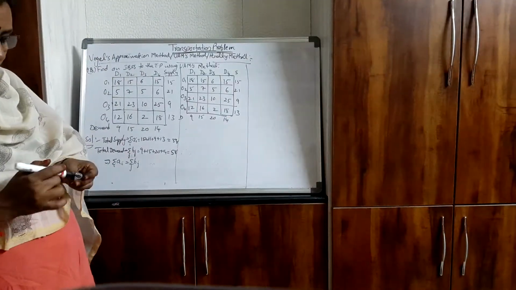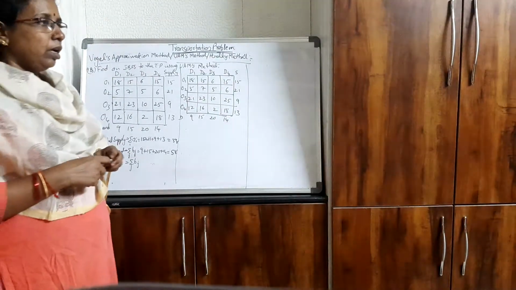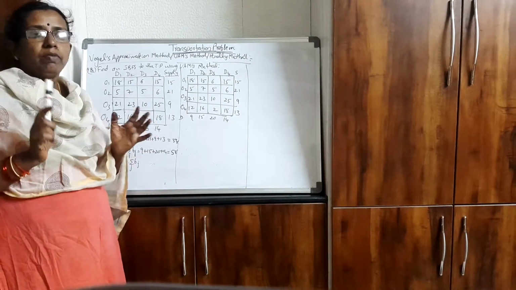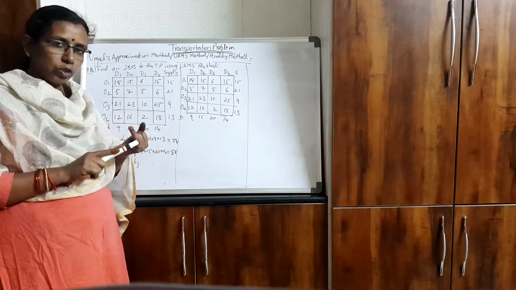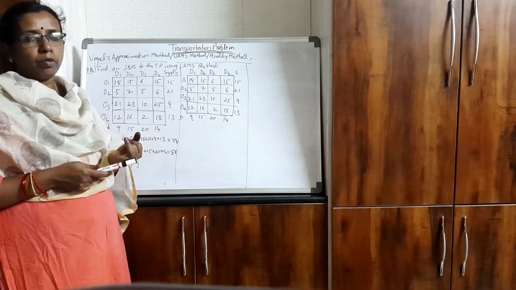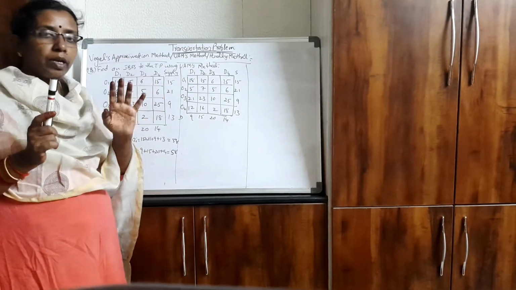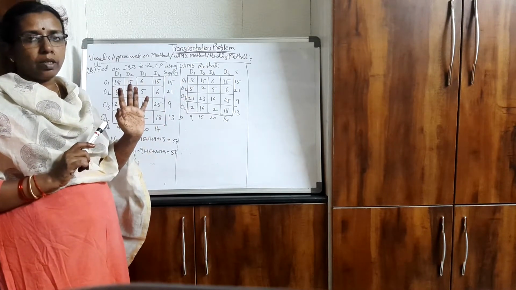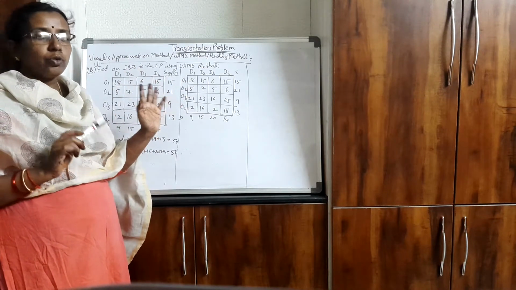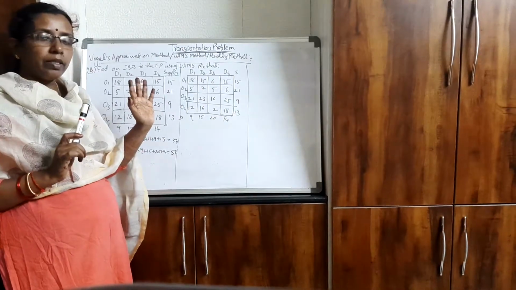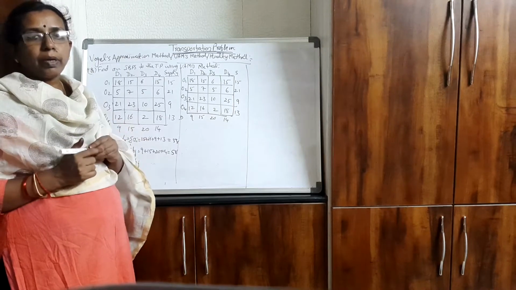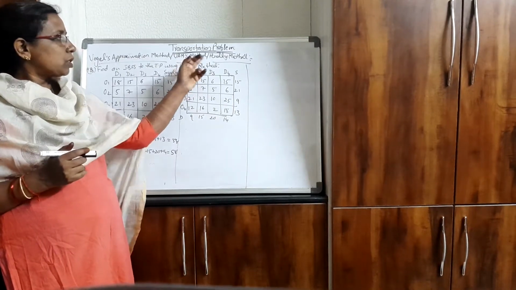See, in matrix minima, row minima, and column minima, we took the minimum element. In Vogel's method, what we do is select the minimum of each row and the next minimum also, and calculate the difference between the two minimums of each row. This difference is called the penalty. That's why it is called the penalty method.